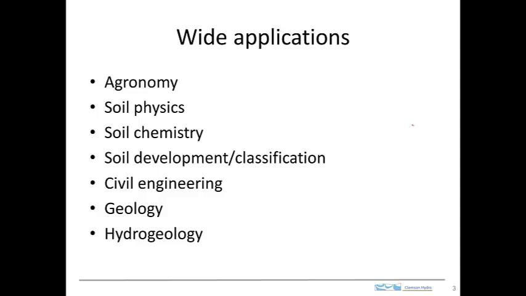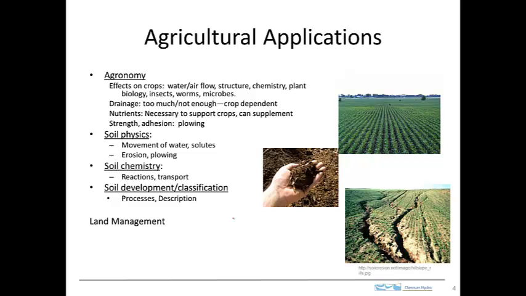There are many applications for this, for the storage and transmission of water through the Vadose Zone, from agronomy to soil physics, the classification of how soils are created and developed, some civil engineering applications, and of course in hydrogeology. So the agricultural applications are going to be very important because this is where much of our food comes from. Flow and storage of water in the Vadose Zone affects crops.